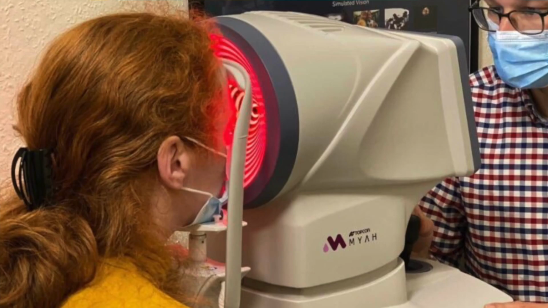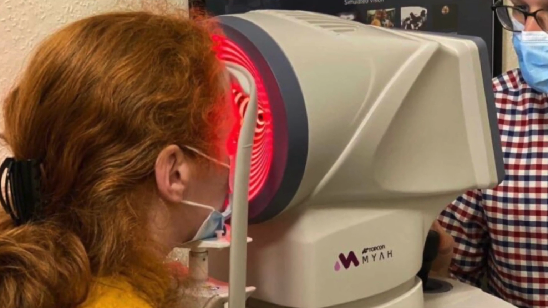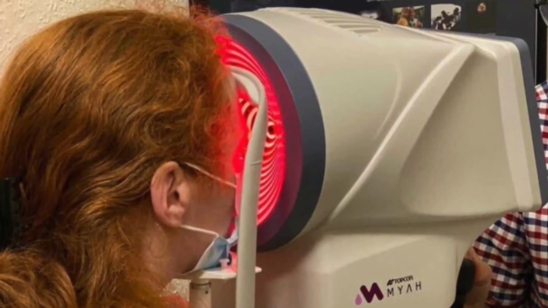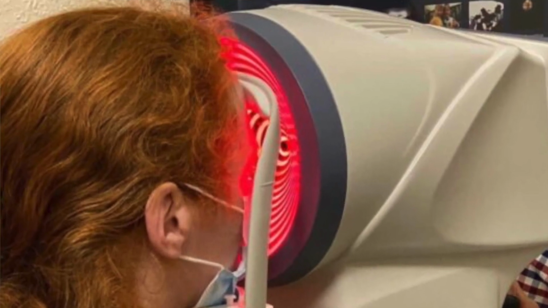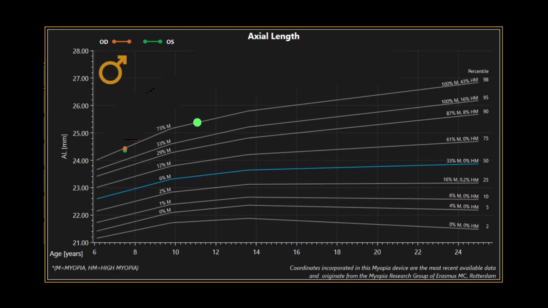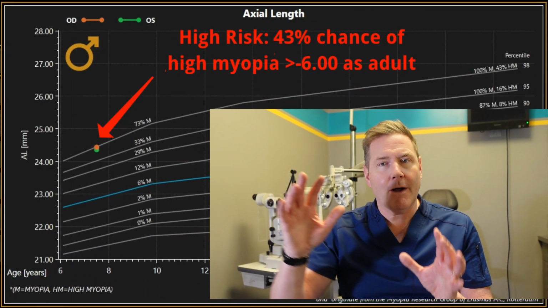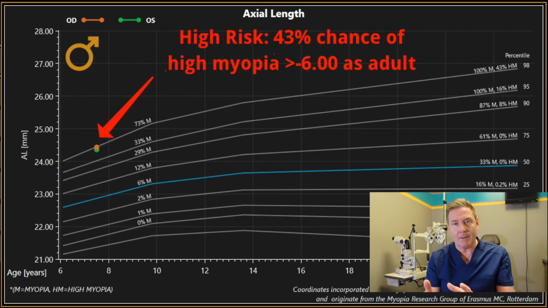But one of the most important tools and one of the most important tests, in my opinion, that your child should have done with their myopia or nearsightedness is to know their axial length. You should have your child's axial length, or the length of their eyeball, measured every single visit. You should track that growth of the eyeball to know if it's going up higher or not, and putting them at higher risk for becoming more nearsighted.